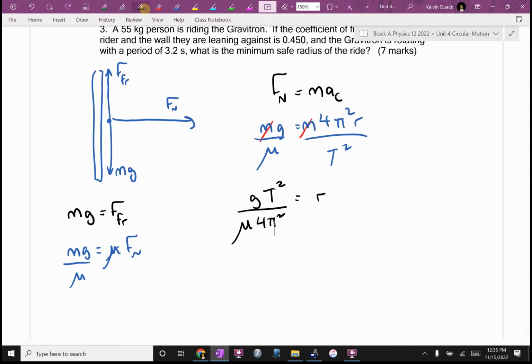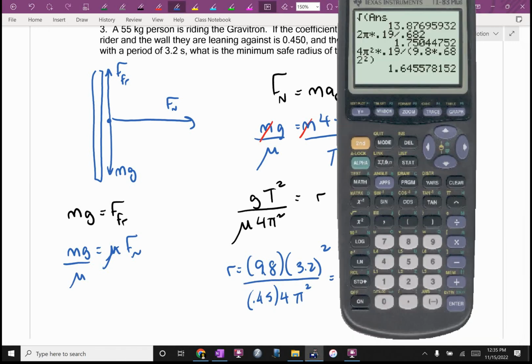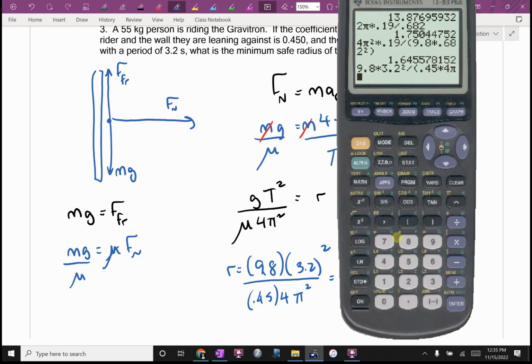Now it's going to be just plugging in the numbers. r is going to be 9.8 times 3.2, don't forget the squared, divided by, what's mu? 0.45 times 4 pi squared. 9.8 times 3.2 squared divided by bracket 0.45 times 4 pi squared, close bracket. Do you get 5.65? I guess meters?